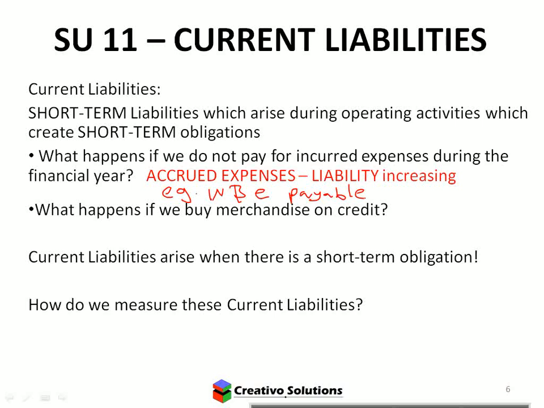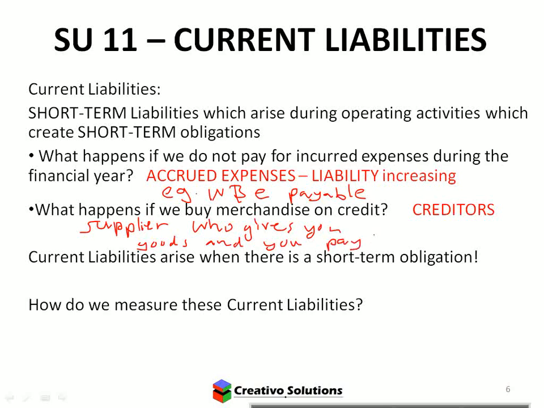Okay. What happens if we buy merchandise on credit? That one you should know. Creditors. We've been talking about them. A supplier. If you want a definition for a creditor: a supplier who gives you goods, and you pay later. You don't have to write that down if you know what that is, but we're just recapping. And the most important word, obligation, that's key.